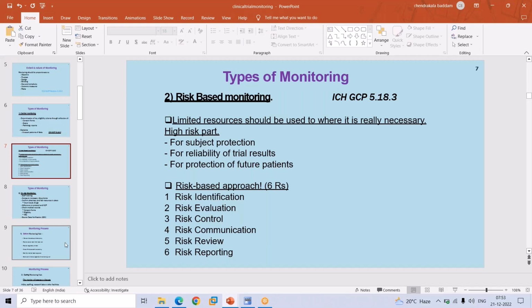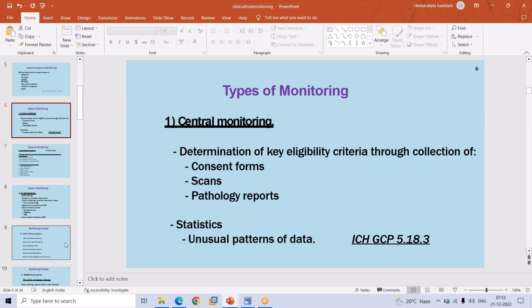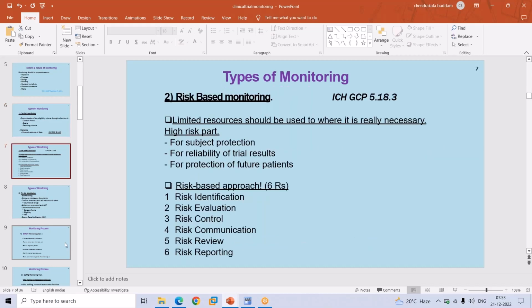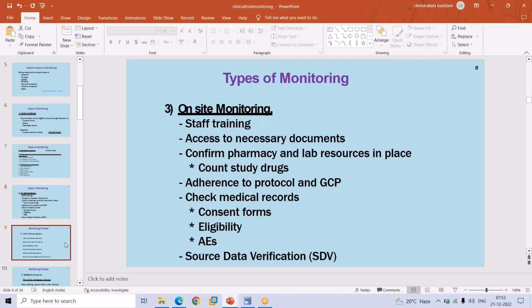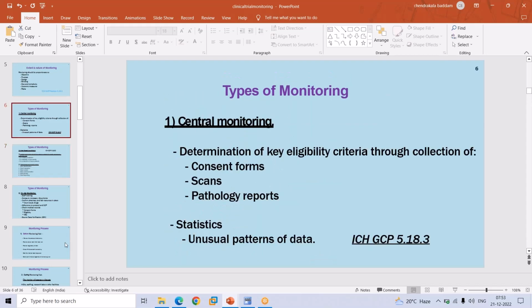So we approach risk-based monitoring. That means certain points we check, which are more important. That is called risk-based monitoring. On-site monitoring, risk-based monitoring, central monitoring: three types we have. Let's see the central monitoring.